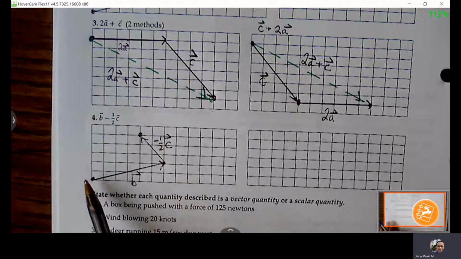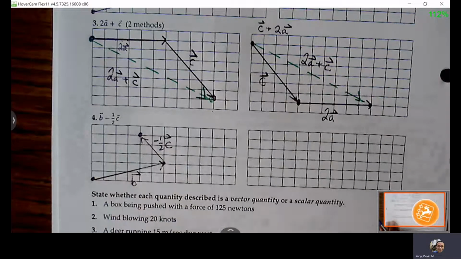To find my resultant vector, I just start where this process started and end where it ends.